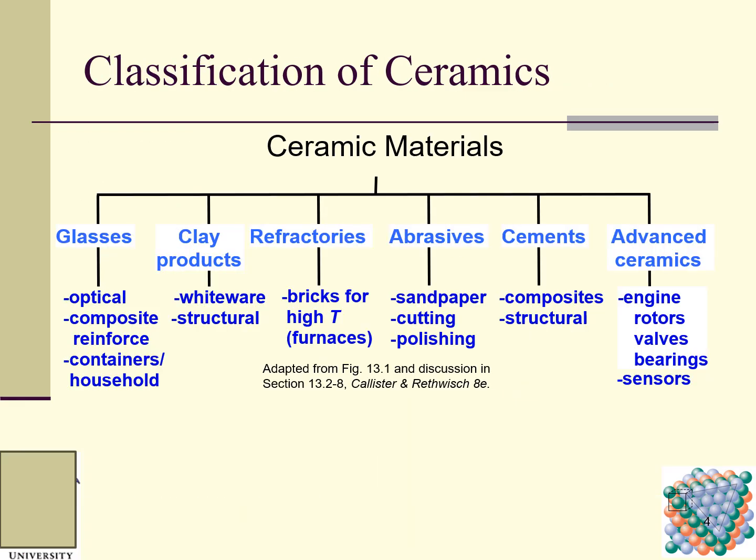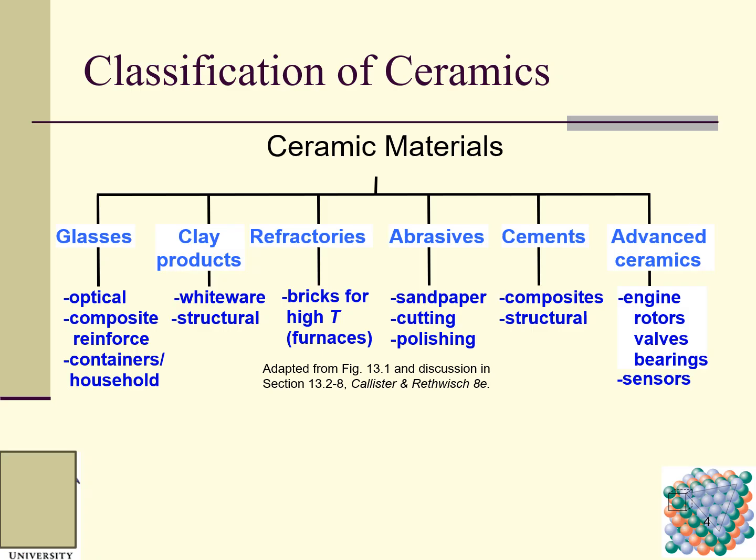And then we talk about the classification of ceramics and ceramic materials, and we have 6 big categories. The first one is glasses, used for optical, composite reinforcement, containers and household items. The second category is clay products, for example whiteware and structural products. Then refractories, which include bricks for high temperature, for example to make furnaces.